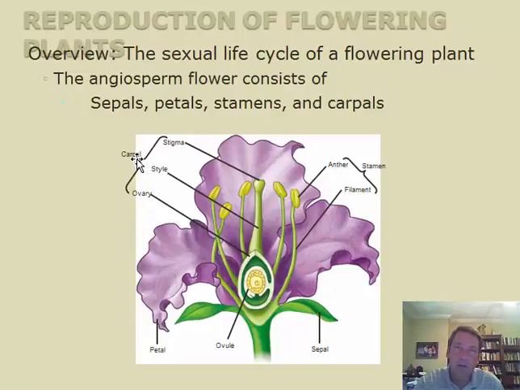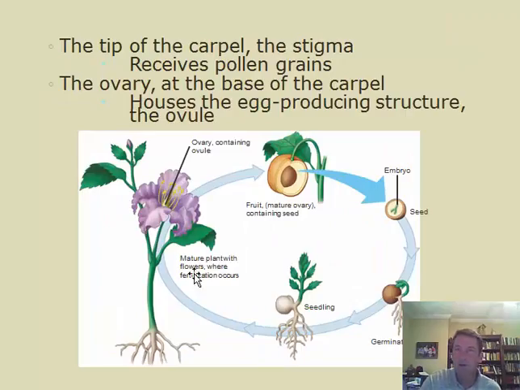The female structure is called the carpel, and it accepts that pollen with the sperm in it, and then the sperm travels down to the ovary where the eggs are, the ovules, and that's where fertilization takes place, and that's how the seed is produced. And so this goes through. Once that is fertilized, then you have a seed with that embryo in it.